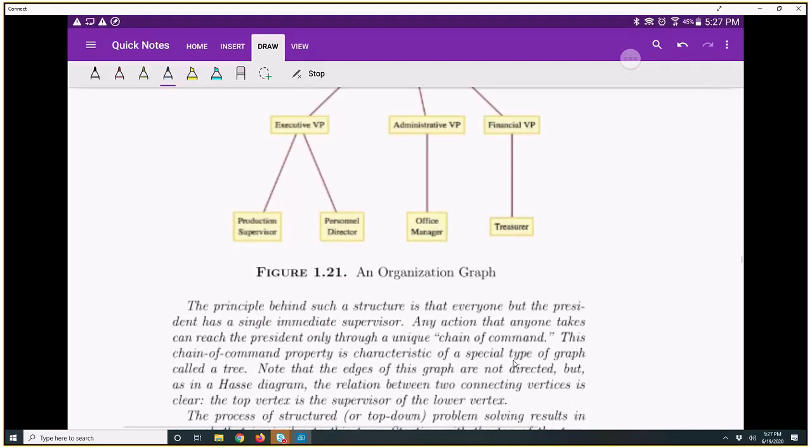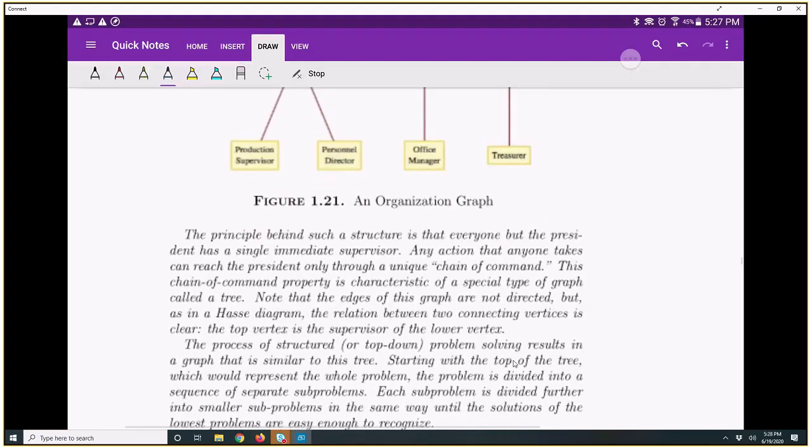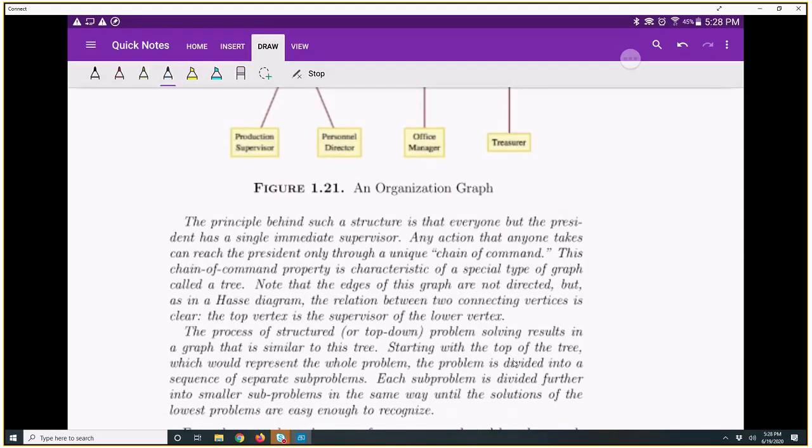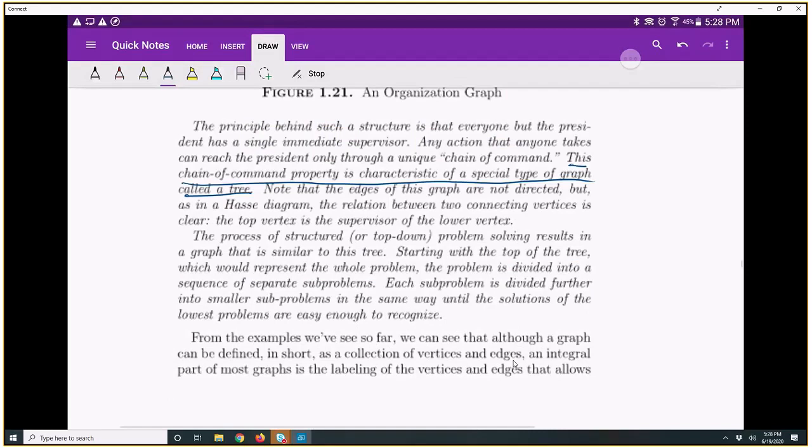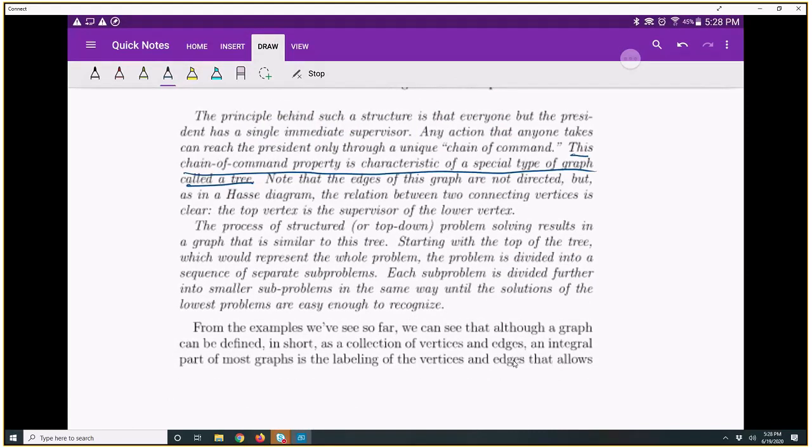This chain of command property is characteristic of a special type of graph called a tree. So this is just one example of a tree, and we'll see more examples of trees in the future. We note that the edges of the graph are not directed, but the relation between 2 connecting vertices is still clear. The top vertex is the supervisor of the lower vertex. So this has a top-down structure.